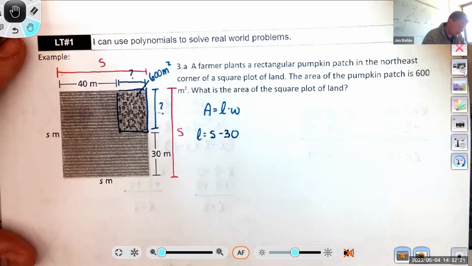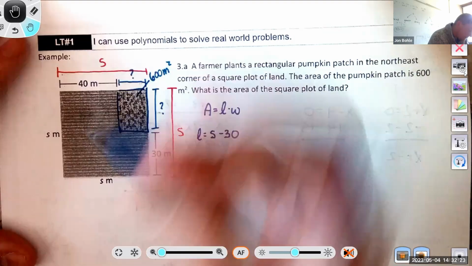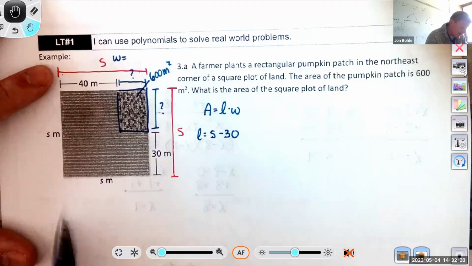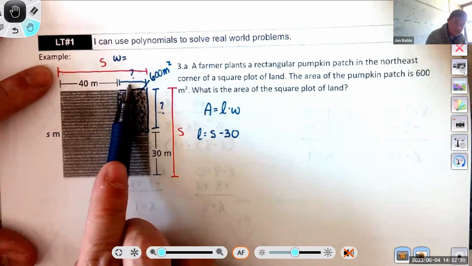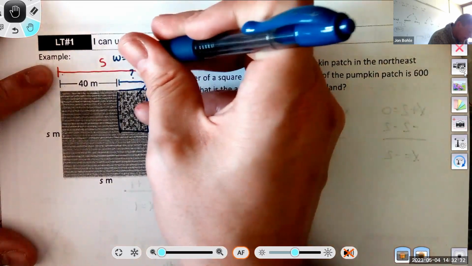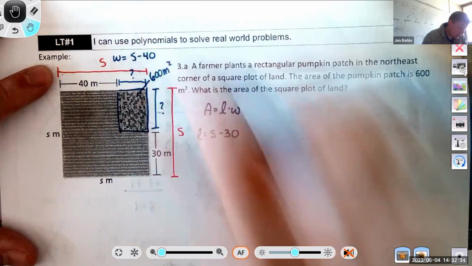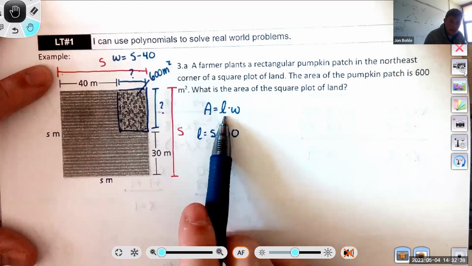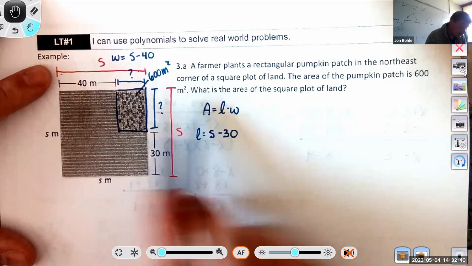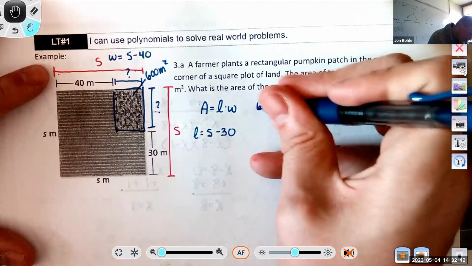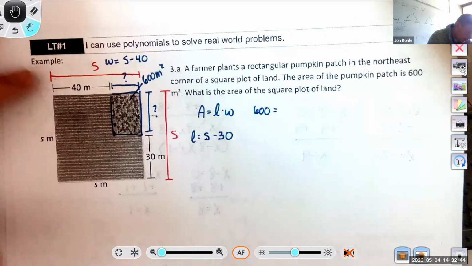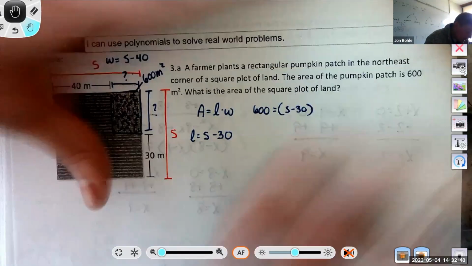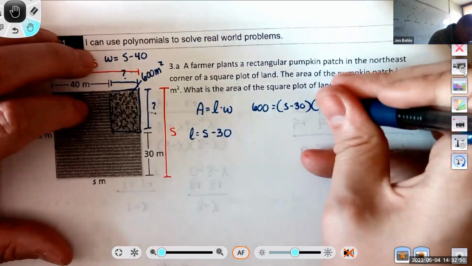Okay, but then on the other side here, the width is going to be similar. I have to take the total length here, and I got a minus 40 from it to find this distance. So S minus 40. So I have an equation to satisfy this whole area formula. First off, the area is 600. And the length is S minus 30. And the width is S minus 40.